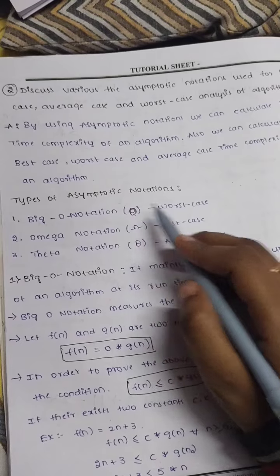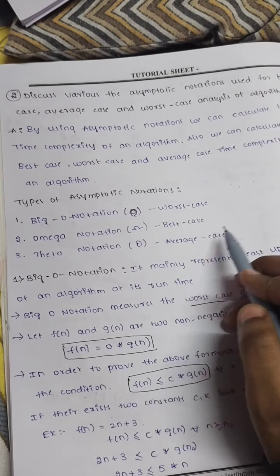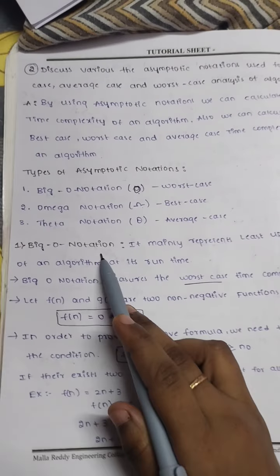So big O notation for worst case, omega notation for best case, theta notation for average case. So coming to the first one, big O notation.